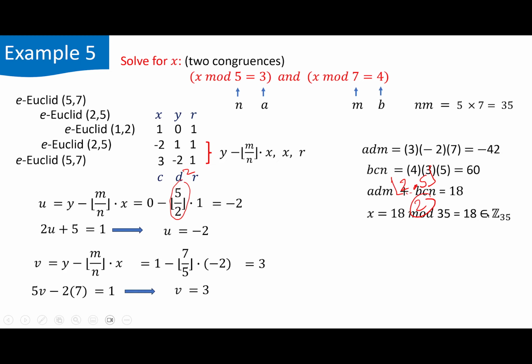18 is in Z35. So this is a solution, and that's the smallest solution to this system here, okay? So the general solution is x is equal to 18 plus 35k. That's what we had before when we did the tables.